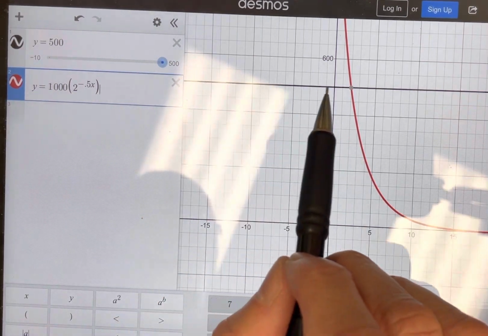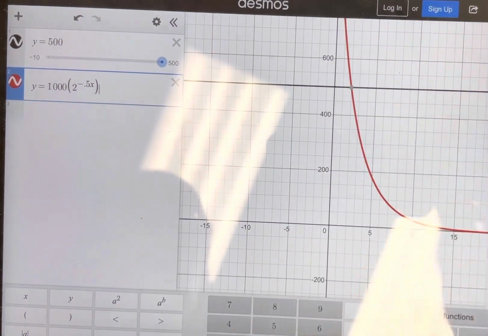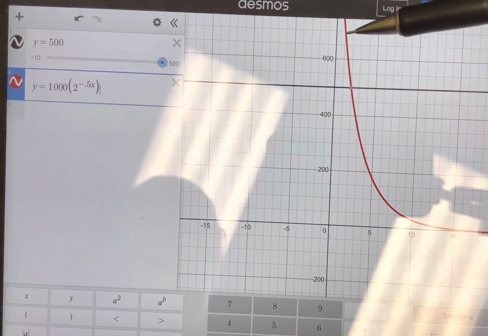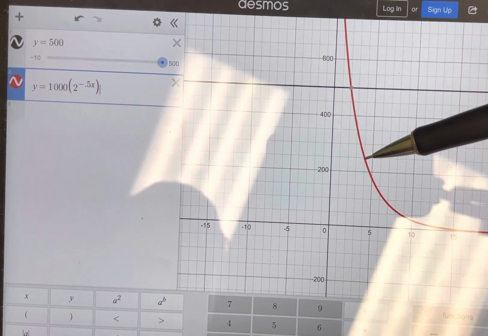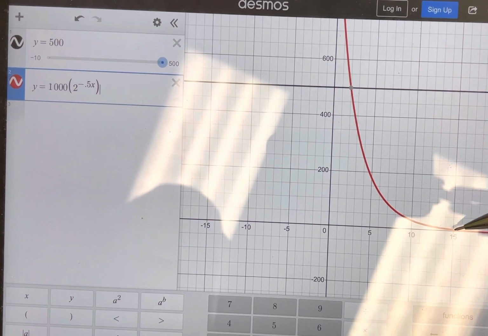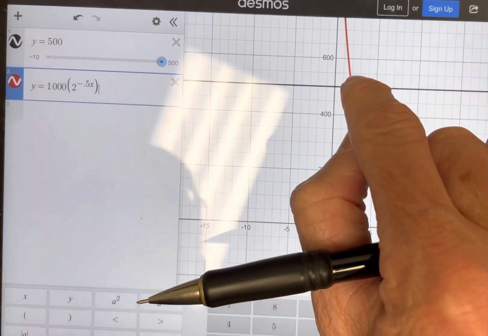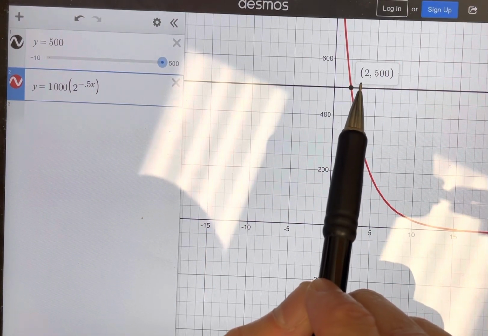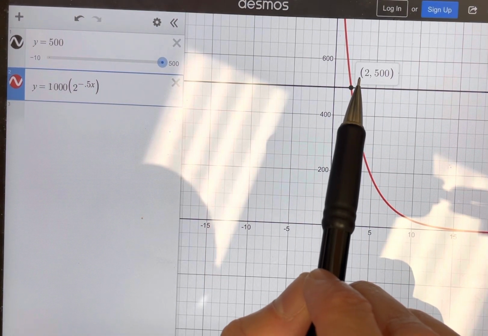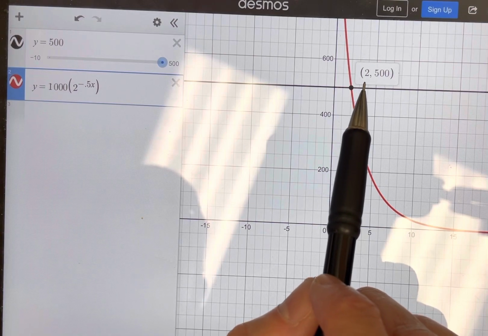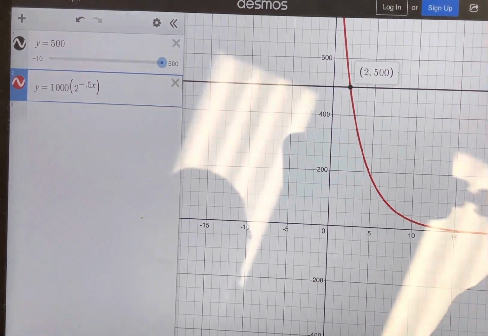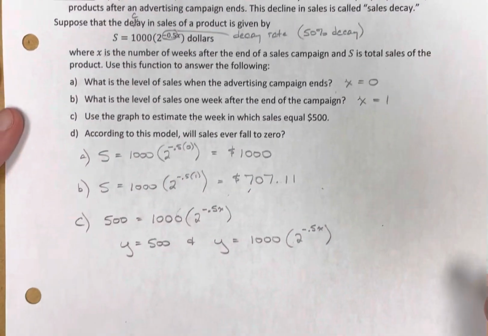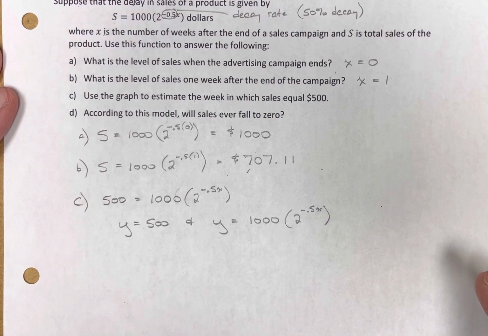And so there's my Y equals 500. Notice how the sales are declining precipitously, and then it starts to kind of level off. Okay, so we're going to touch that point there for intersection. And it says when X equals 2. When X equals 2, we've already dropped to $500. It only took 2 weeks. So let's make a note of that. It only took a couple weeks to drop to half.